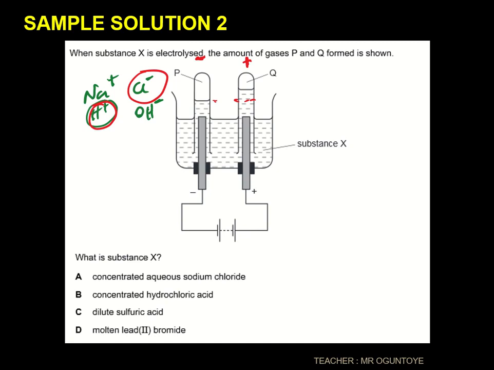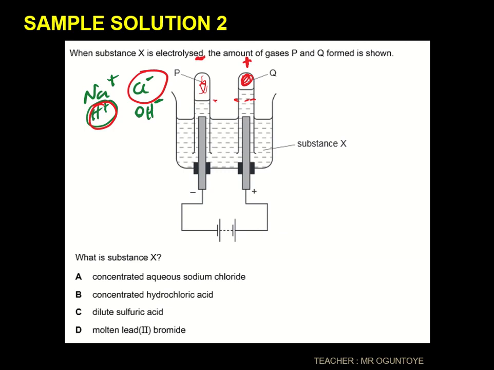If the levels are different, it's simply indicating that it takes twice as much electricity to produce Q than is required to produce P, because this is the space that measures the volume of gas produced. So here it indicates that you have more P than Q. That means for the same quantity of electricity, you require more electricity to produce Q than to produce P.